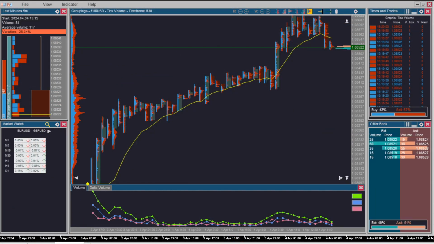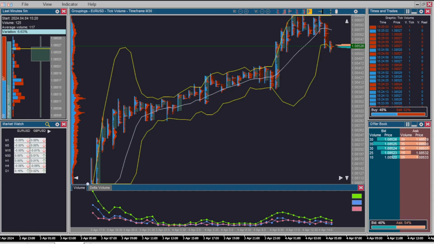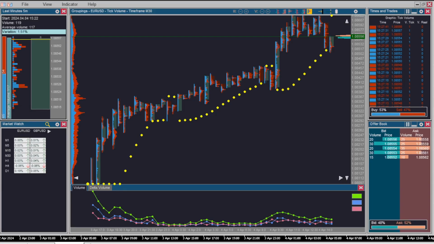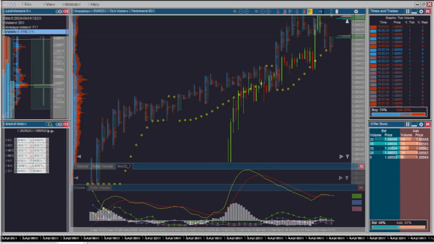Integrated powerful indicators. Moving average: follow the market trend with the moving average indicator. Bollinger Bands: identify market volatility and potential reversal points. Parabolic SAR: get entry and exit signals based on short-term trends.